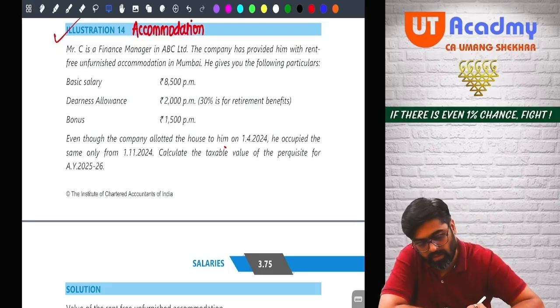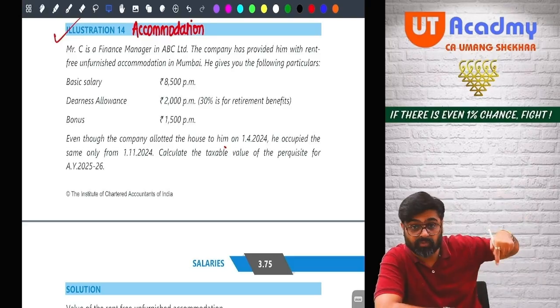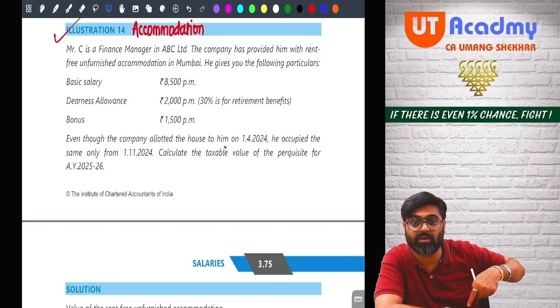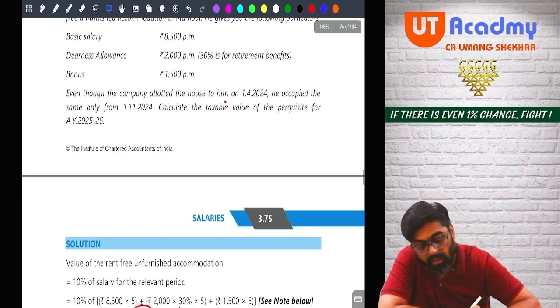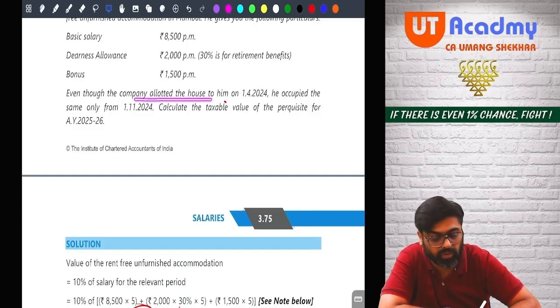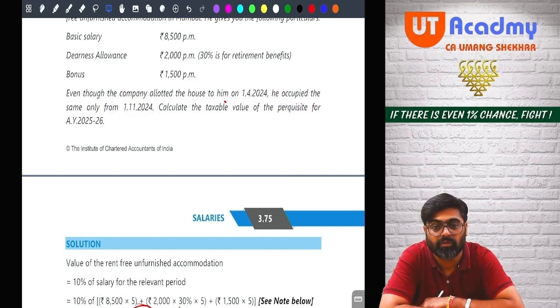Understanding? So tell me. Now basic salary he is drawing 8,500. Dearness allowance 2,000 per month. Out of it 30% is for retirement benefits. The DA which is used for retirement benefits is DA which forms part of salary as per salary contract. Yes or no? That is DA in terms. Next one. Bonus is given 1,500 per month. Even though the company allotted the house to him on 1st April 2024, he occupied the same only from 1st November 24. Meaning that since when will he start getting the benefit? Since the time when he occupies or since the time the accommodation was allotted in his name?